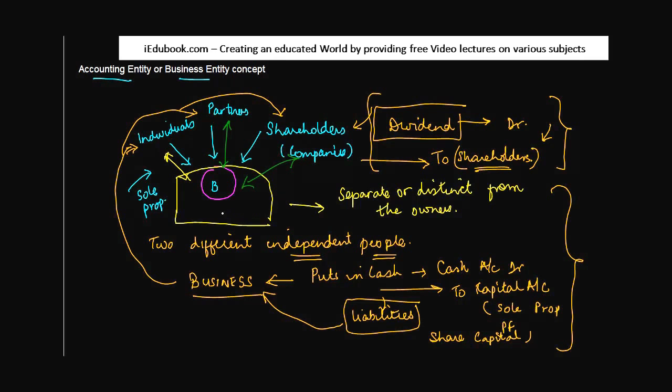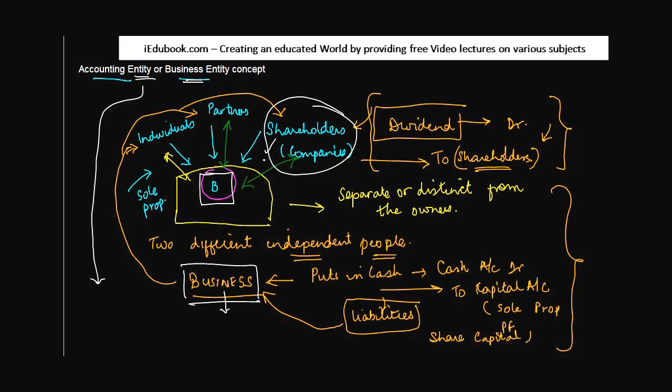The need behind having this accounting entity or business entity concept is to show what actually the business has achieved, right? On a standalone basis without the interference of the stakeholders. Right? So it shows what's the performance on a standalone basis of this business instead of mixing it with the owners. Right?